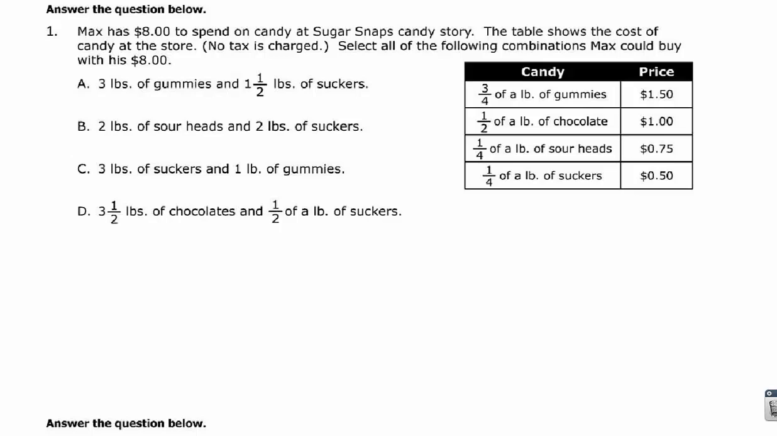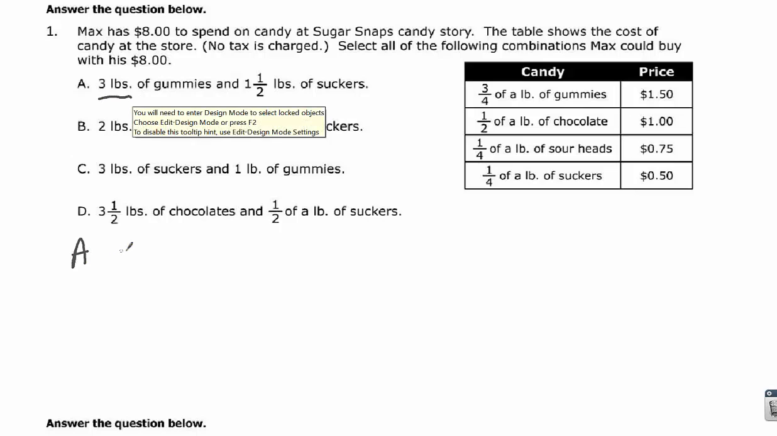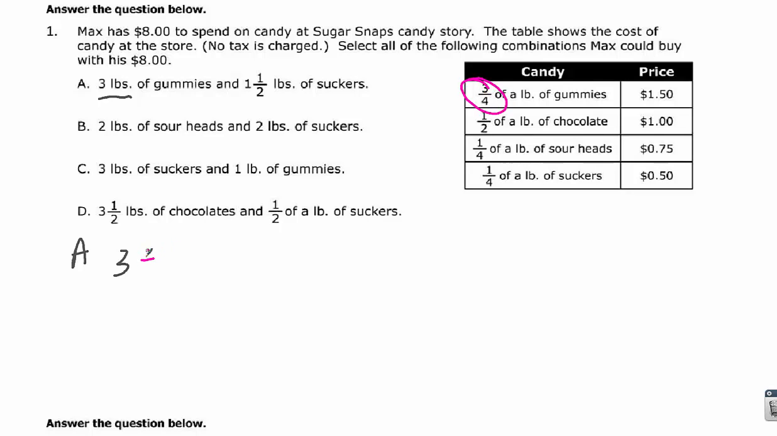So let's start with problem A, the gummies. We're buying 3 pounds of gummies, and we are told that gummies are sold by the 3/4 of a pound. So we have to divide by 3/4. The question is, how many times can 3/4 go into 3?